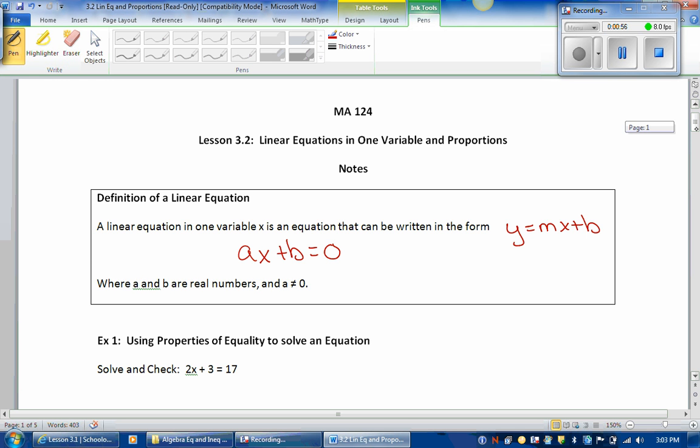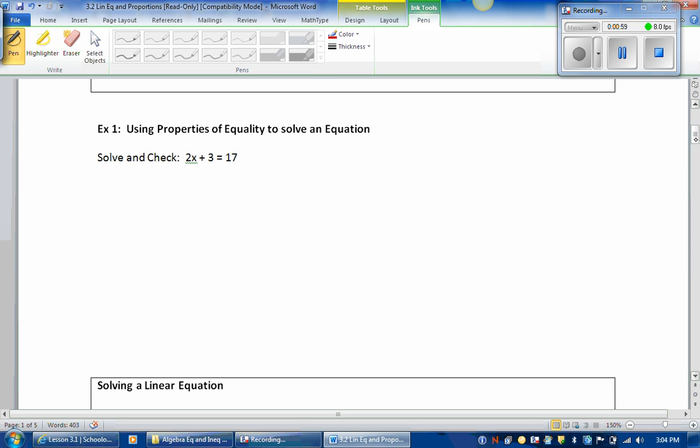All right, so we're going to use properties of equality to solve the equation, and then check it afterwards as well. When we're solving an equation, essentially we're doing the opposite of what we were doing with expressions, and we're going to work backwards in the order of operations. We're going to undo subtraction and addition, undo multiplication and division, and undo exponents in parentheses.